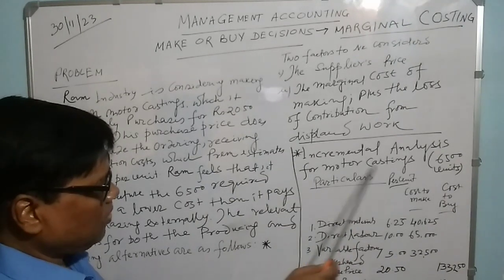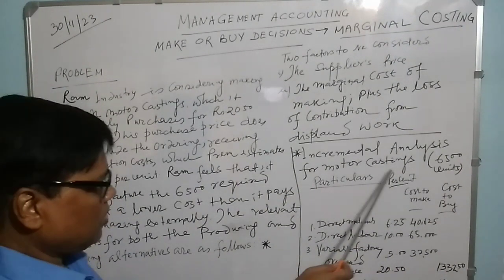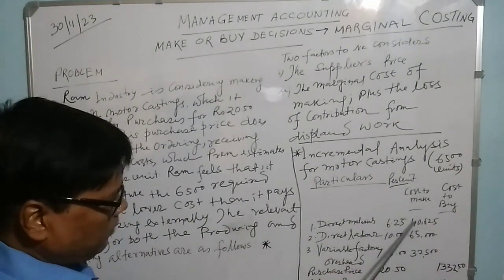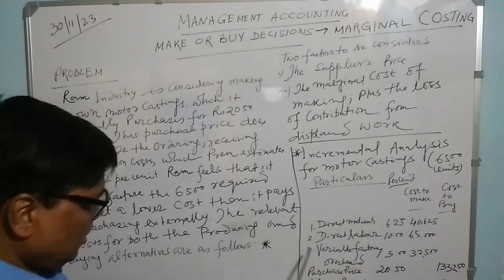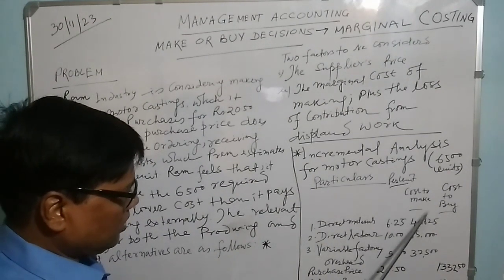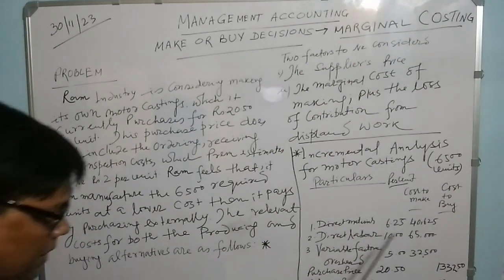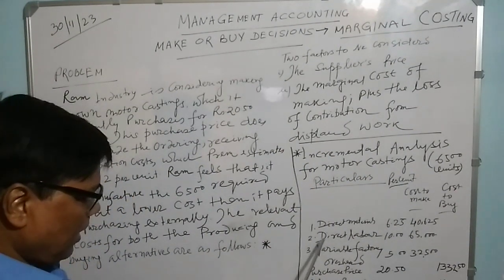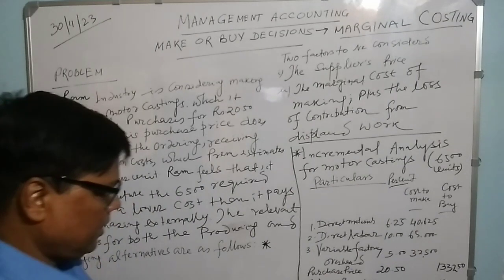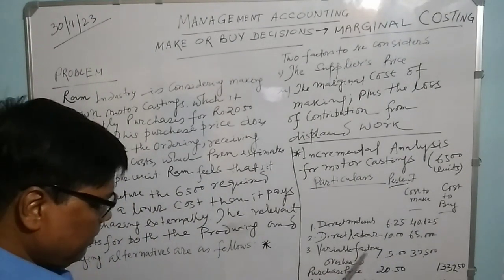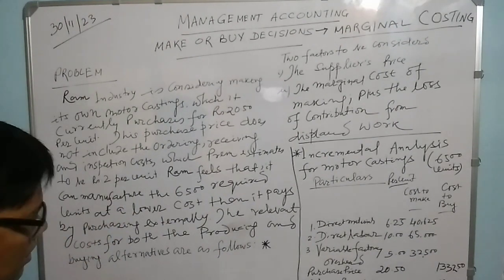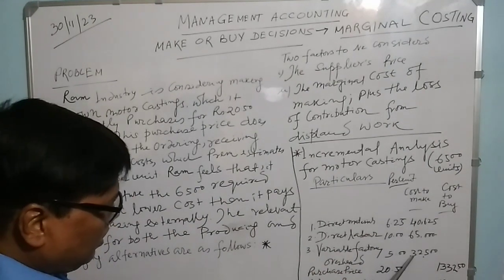Incremental analysis for motor castings, because presently he is doing motor casting, 6,500 units. Per unit cost, cost to make, cost to buy. So direct material 6.25 per unit, total cost for direct material for 6,500 units will be 40,625. Direct labor 10 rupees per unit, for 6,500 units 65,000. Variable factory overhead 5 per unit, it is 32,500. This is your total cost of making.